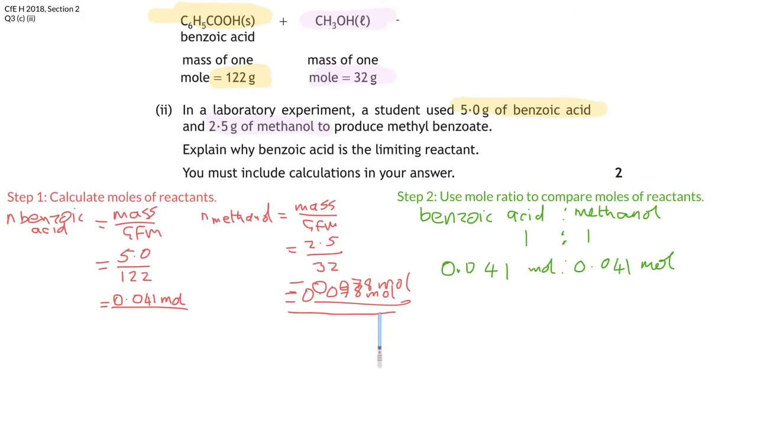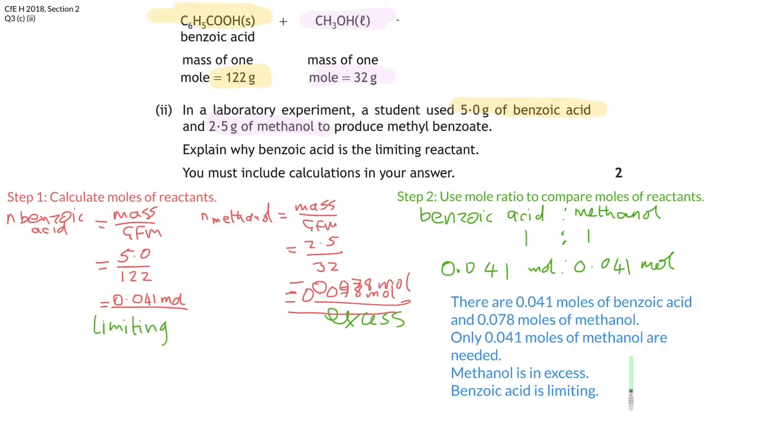Now we check back to what we have of methanol and we see there is much more methanol than what we need. That tells us that the methanol is in excess, whereas the benzoic acid is limiting. So the final step is our statement, just summing up what we've found.